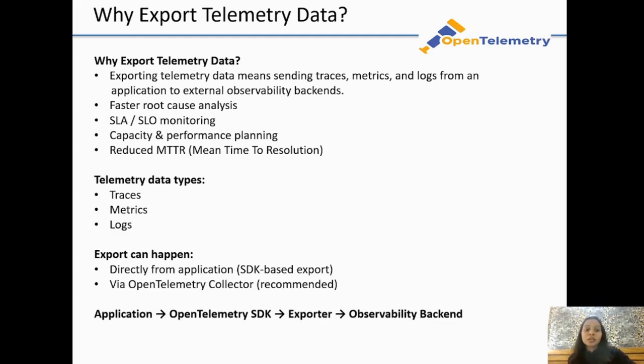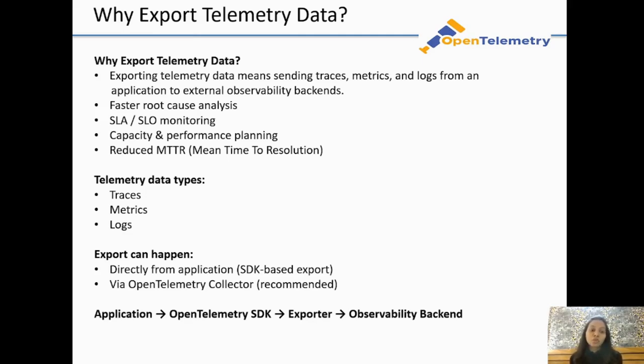Following that, let's check what telemetry data types there are. There are three main telemetry data types: traces, metrics and logs, which we have already seen in the previous tutorials. These data types can be exported in two ways. The first way is direct export from the application using the OpenTelemetry SDK. In this approach, the application sends data directly to the backends. And the second approach, which is the recommended way, is via the OpenTelemetry Collector.